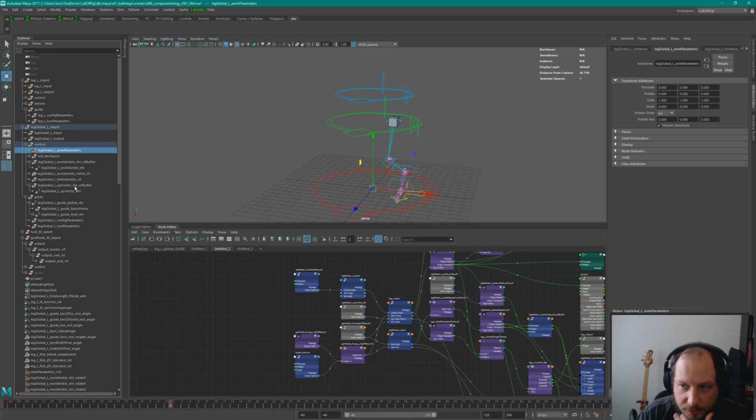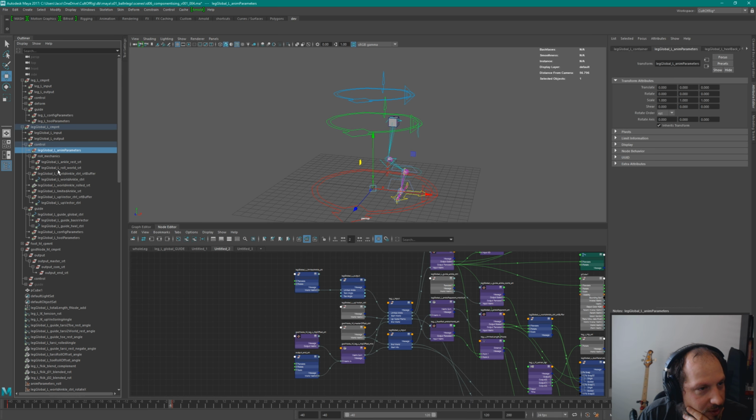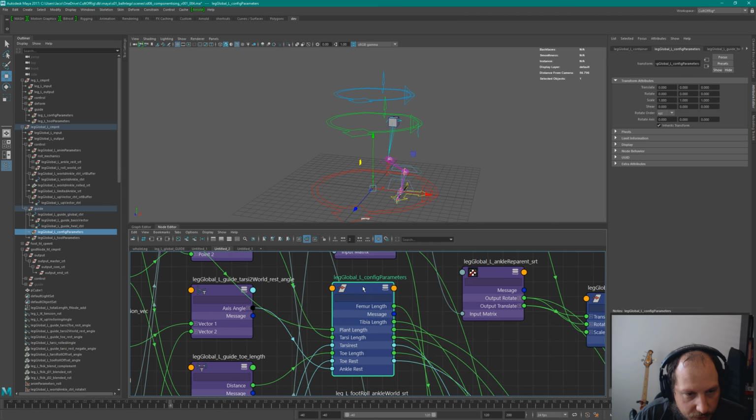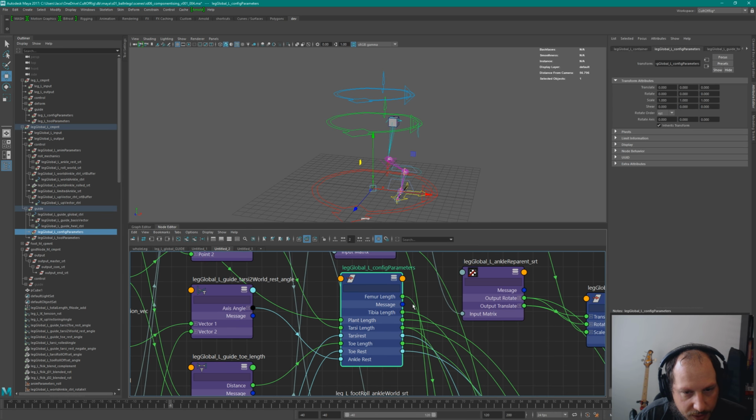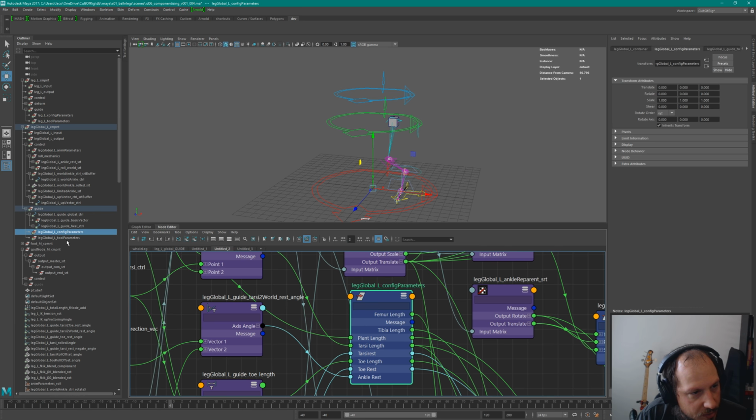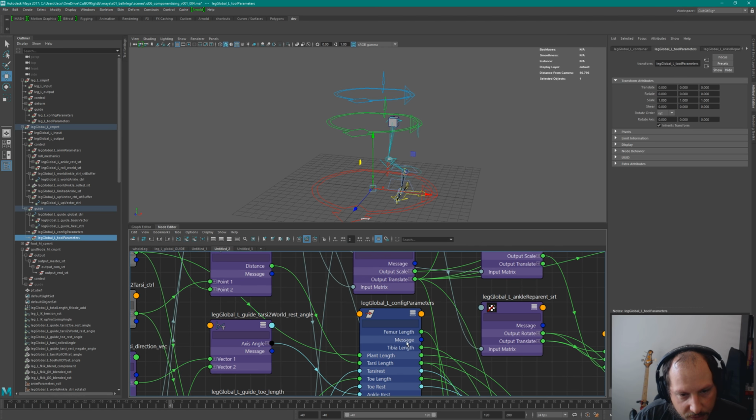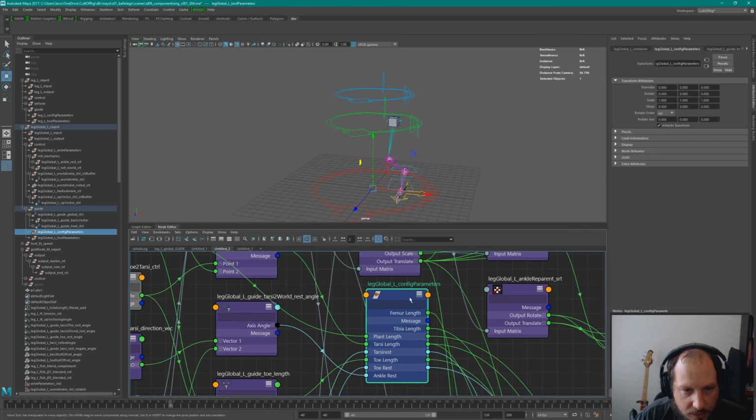So I guess the title of this episode is going to be rig inspection, because that's all I've been doing so far. I have memories of having added something, config parameters in the guide, possibly. Yeah, there you go. Tarsi length, tarsi rest, toe length, ankle rest. So that doesn't seem to have silly things. Tibia length, okay. Femur length, okay.